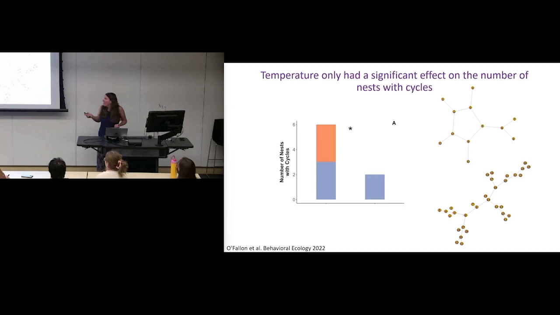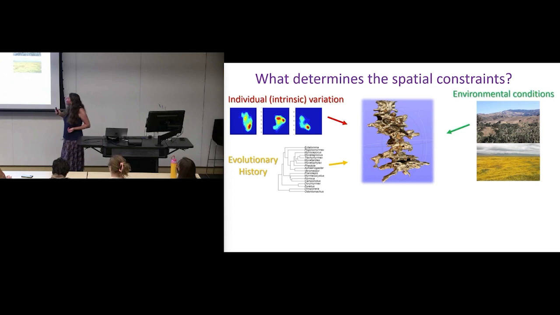So maybe these cycles not only help ants move around more efficiently inside the nest, maybe they also have some thermoregulatory aspect to them as well. So we see some evidence of environmental conditions, although not as much as we thought we would see, some individual variation that we can explain, and then some differences between species.